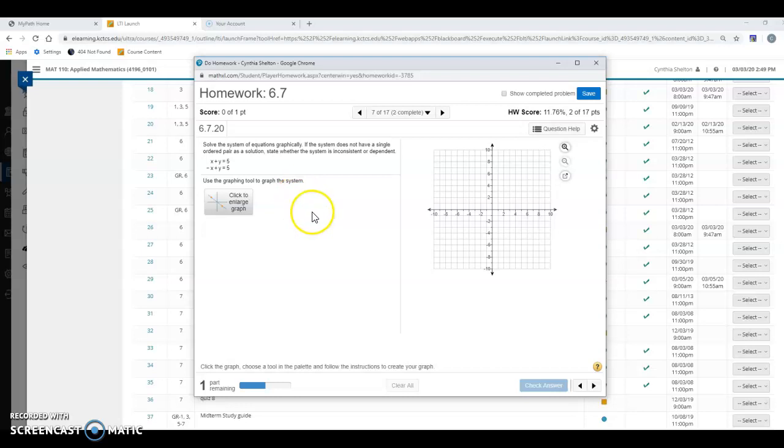Now, if they don't cross, that means they could be parallel. They could be an inconsistent system. Parallel won't cross. Or they could just be the same line, which they're not. You can tell they're different lines. Where they lie on top of one another, that's dependent. So we'll come back and talk about that a little bit more later.